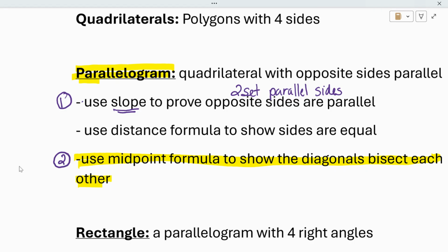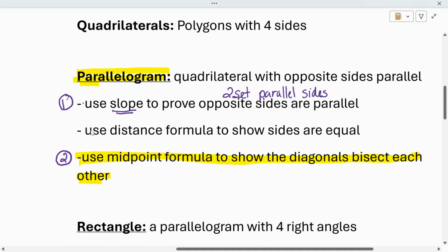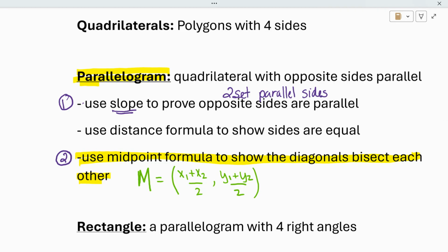Okay. There are three ways to do it. I would only use that one I highlighted every single time. Midpoint is easy. What is the midpoint formula? x1 plus x2 divided by 2, y1 plus y2 divided by 2. Yeah, it's just an addition problem, right? So you're going to have to find the midpoint of each diagonal. And if they're the same, then they bisect each other. That is what I would use every single time.